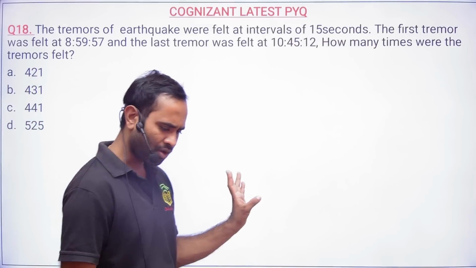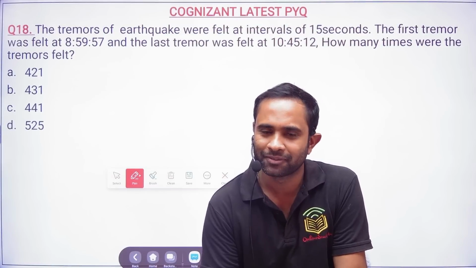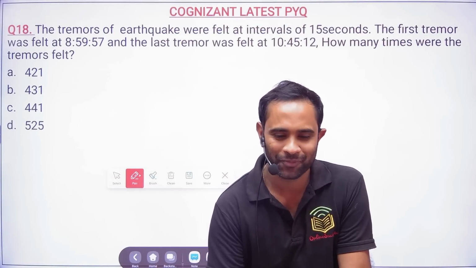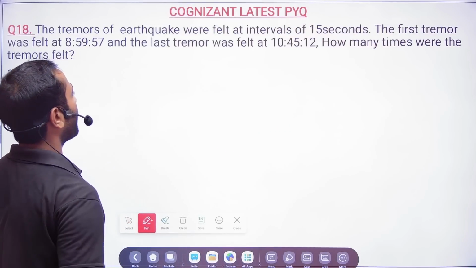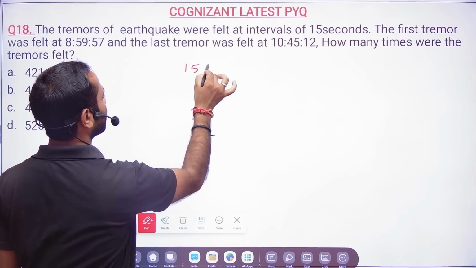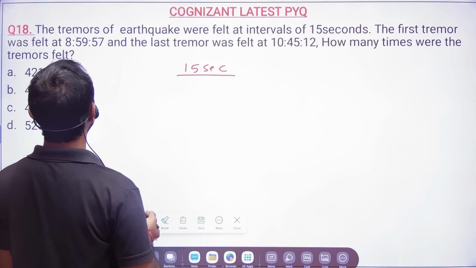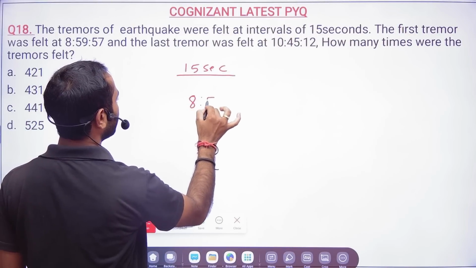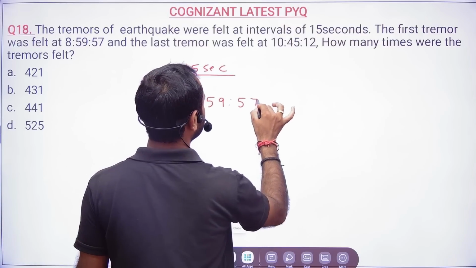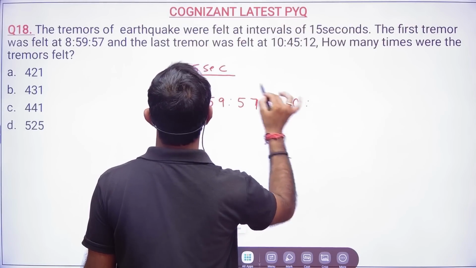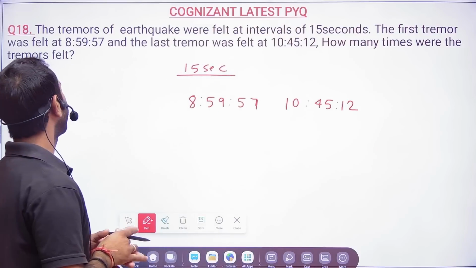This is a very good question. Wonderful question, I will say. If you think it is not wonderful, please solve it by yourself and then watch the solution. Okay, fine. The tremors of an earthquake were felt at intervals of 15 seconds. So every 15 seconds, a tremor was felt. The first tremor was felt at 8:59:57, and the last tremor was felt at 10:45:12. How many times were the tremors felt?